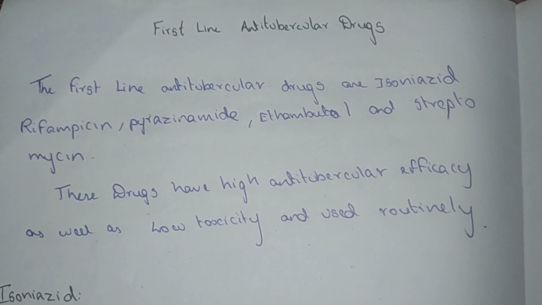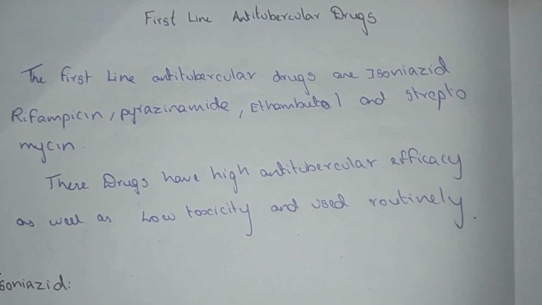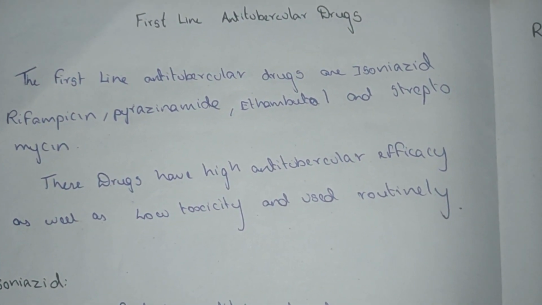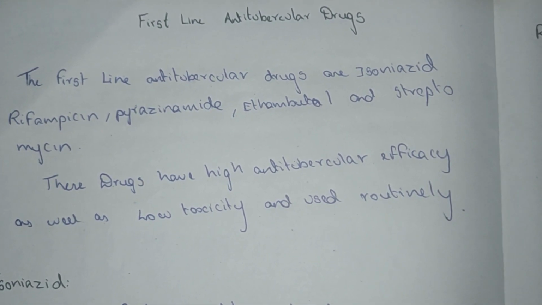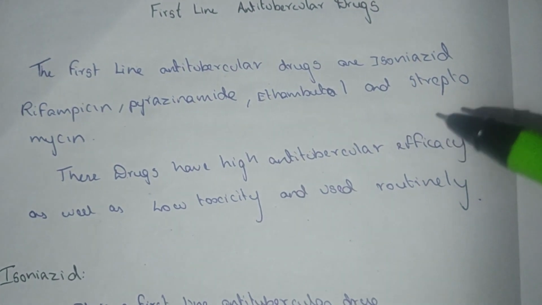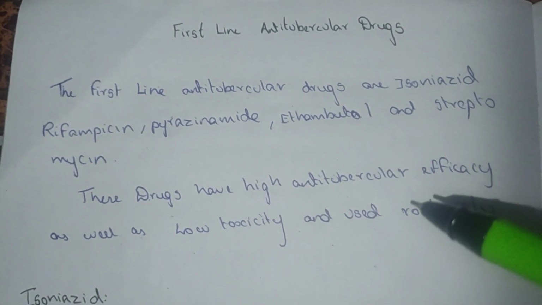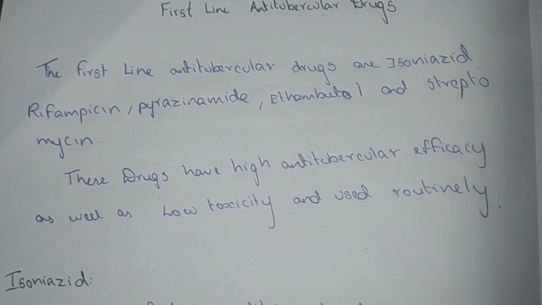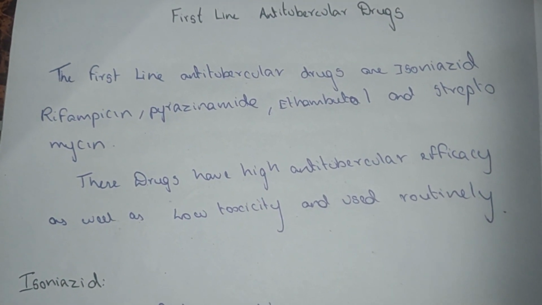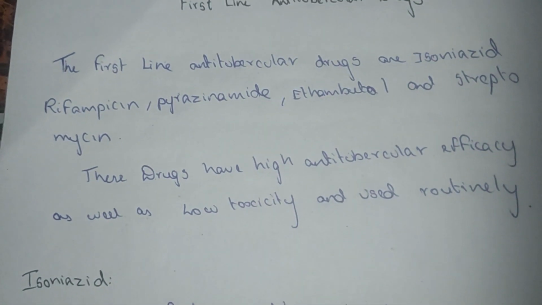In this video we are going to see about the first line of drugs, which are known as antitubercular drugs. We have already uploaded a video on tuberculosis, please do watch it. That video doesn't teach about the management of tuberculosis. I am teaching here which are the first line antituberculosis drugs. The first line antitubercular drugs are Isoniazid, Rifampicin, Pyrazinamide, Ethambutol and Streptomycin. These are the 5 drugs which are the first line of antitubercular drugs. These drugs have high antitubercular efficacy as well as low toxicity, and they can be used routinely.